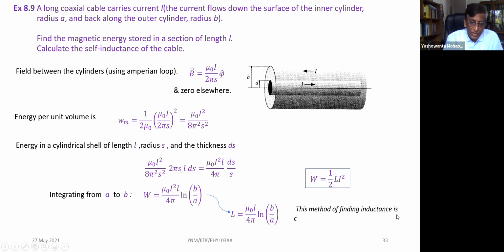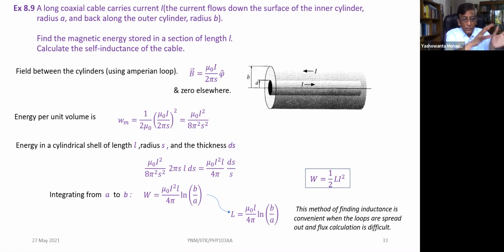This method of finding inductance is convenient in many cases, for example when the current is going to infinity, when the loops are spread out and the flux calculation is difficult, or when there is a circuit in which different parts are encountering different kinds of magnetic flux. In that case it is difficult to do the work through the circuit element in terms of L, but it is easier to go through the energy stored, which is half L I squared, and from that you can get L. So that's quite a neat way of doing that.